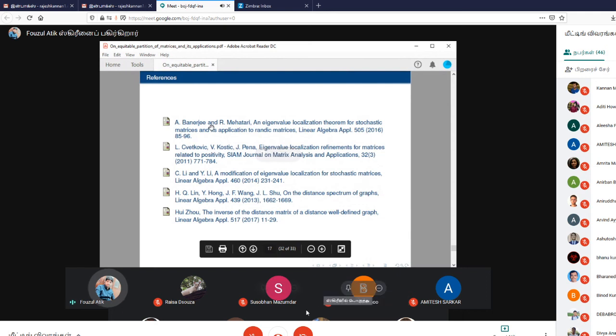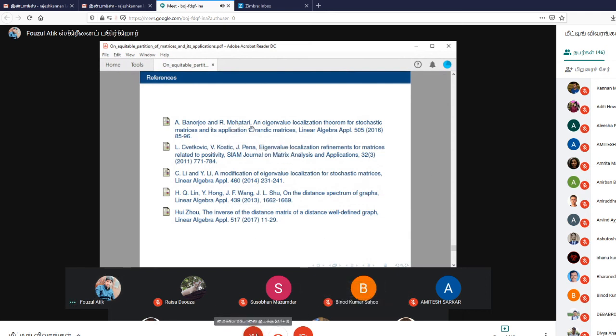This is the result, as I mentioned, of Dr. Banerjee and Ranjit. I got their result there, and as Anirban sir presented in Sikkim, I got the idea there. So you can also see this paper, and these are the other eigenvalue localization results.